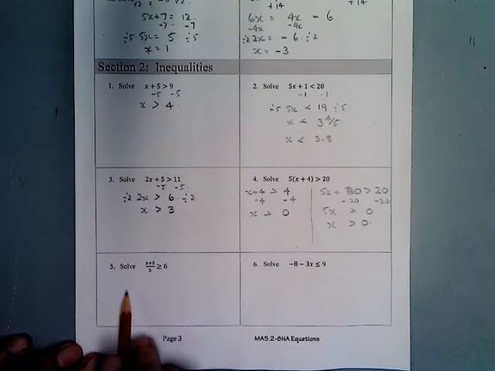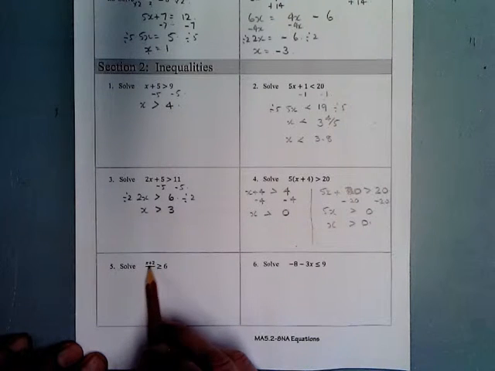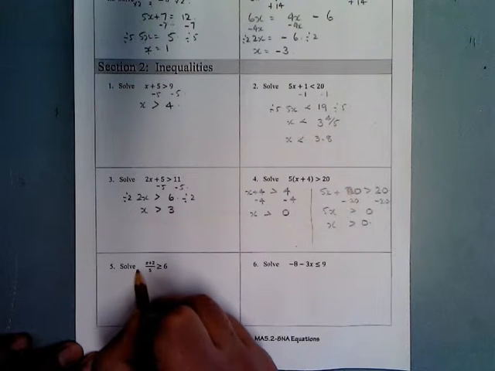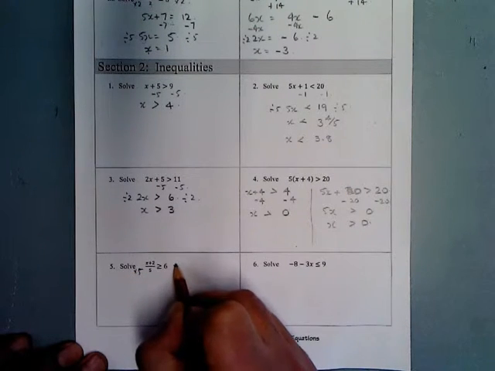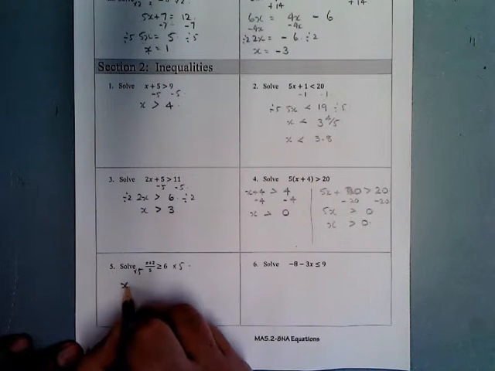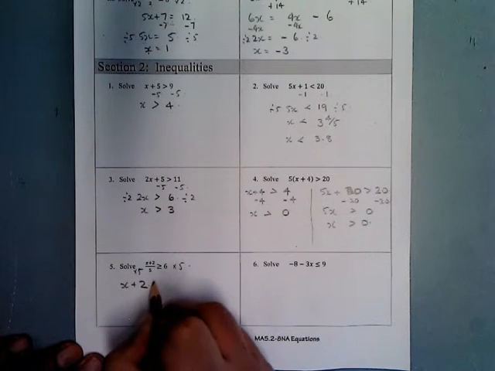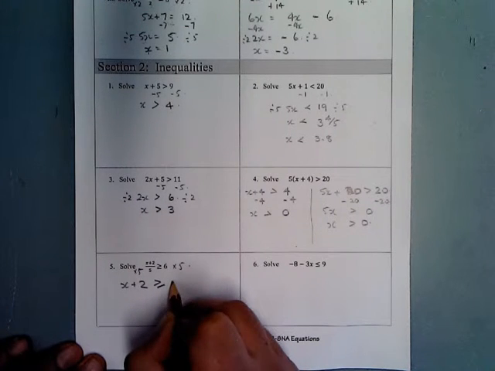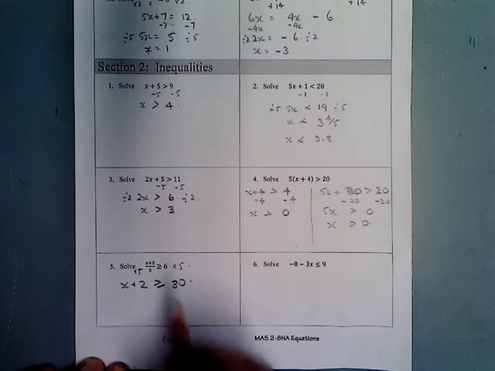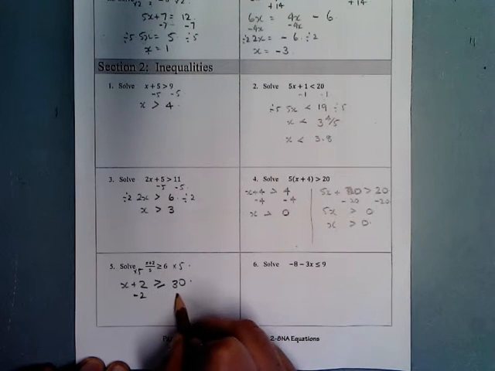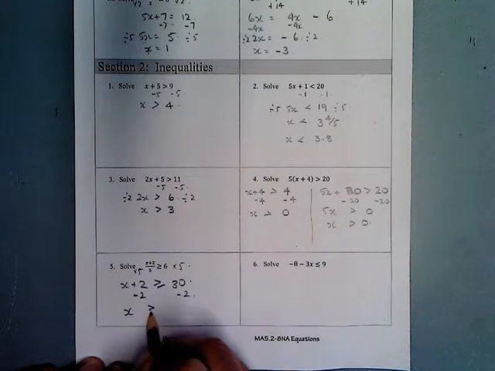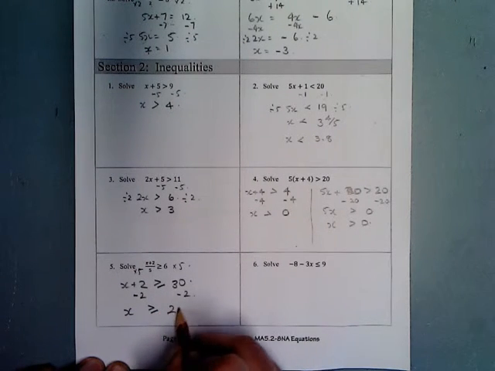Okay, question 5. x plus 2 over 5 is greater than or equal to 6. Let's get rid of the 5, so I'll multiply this side by 5, likewise on this side. Now I'm left with x plus 2 is greater than or equal to 30. Let's get rid of that 2, so I'll subtract 2 from there, subtract 2 from there, and I'm left with x is greater than or equal to 28.